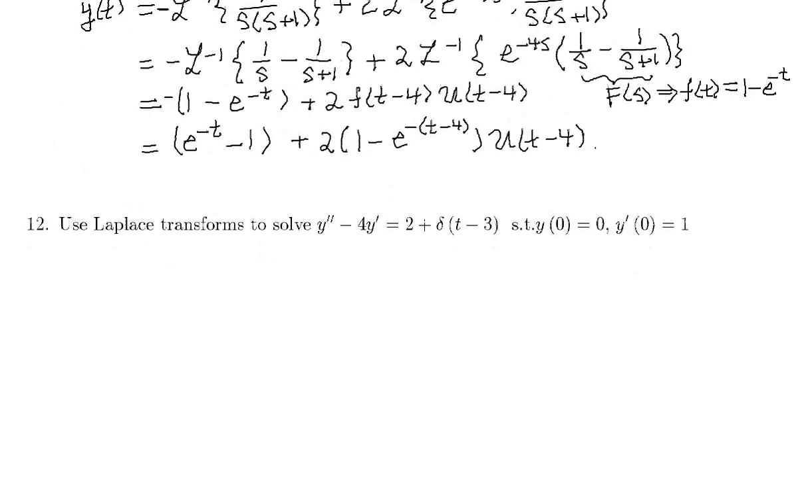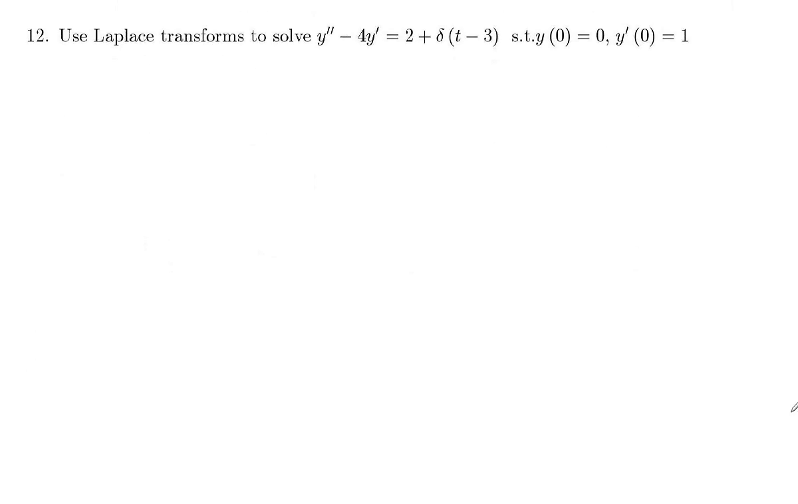All right, and one more differential equation here. We want to use Laplace transforms to solve y double prime minus 4y prime equals 2 plus delta of t minus 3, subject to y of 0 is 0, y prime of 0 is 1. So take transforms on both sides. Laplace transform of y double prime minus 4 times Laplace transform of y prime is going to equal, on the right-hand side, Laplace transform of 2 plus Laplace transform of delta of t minus 3.